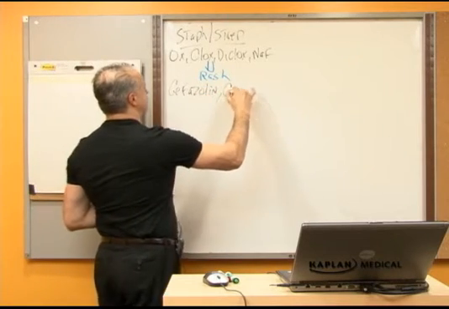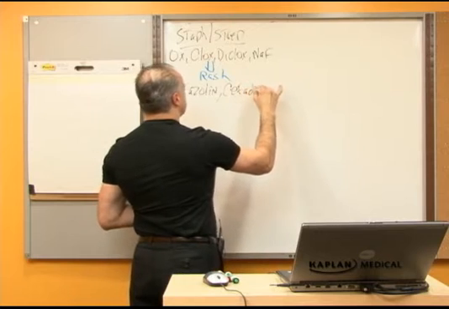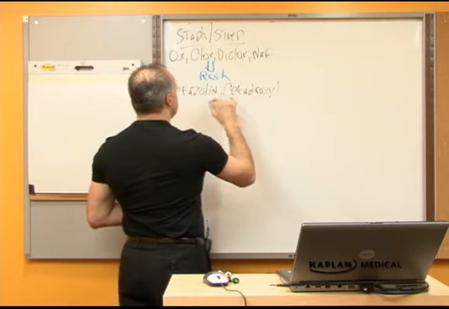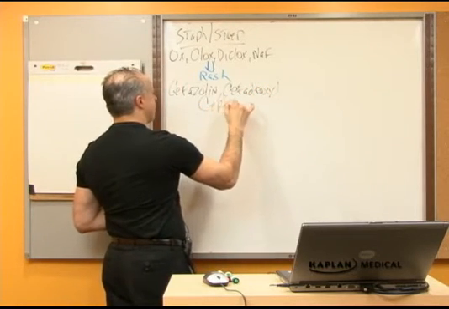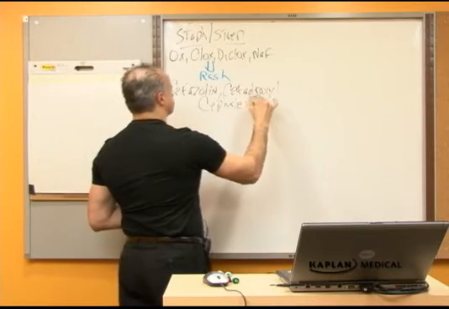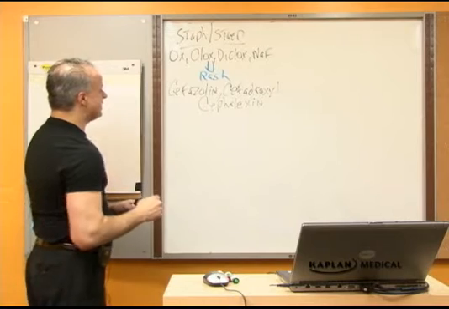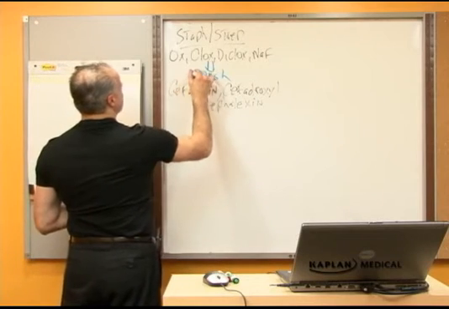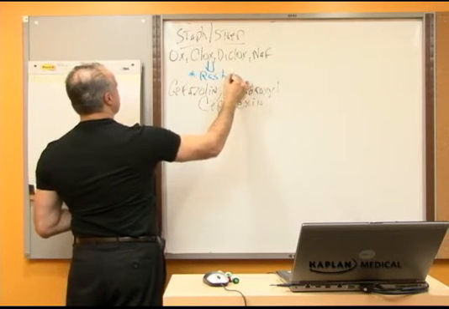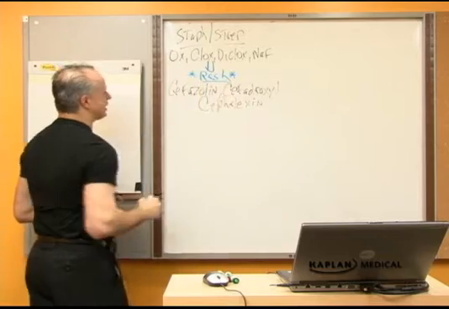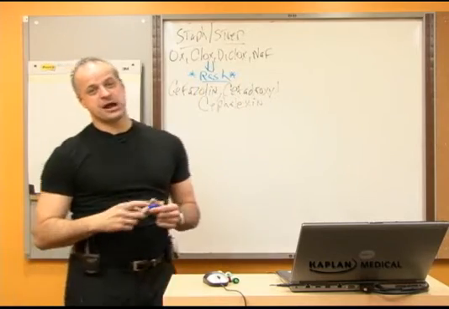You can use cefadroxil, another first-generation cephalosporin, or cephalexin, another first-generation cephalosporin. Now, this is a big deal for some of you. You ready? If you have a rash to penicillin, you can use a cephalosporin without a problem.